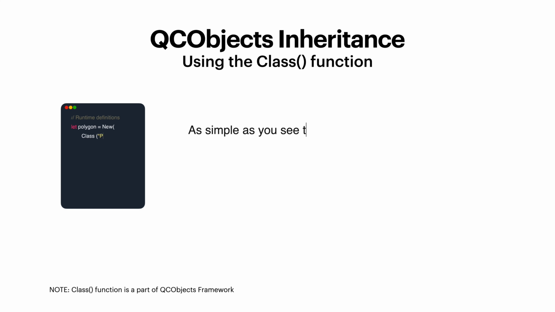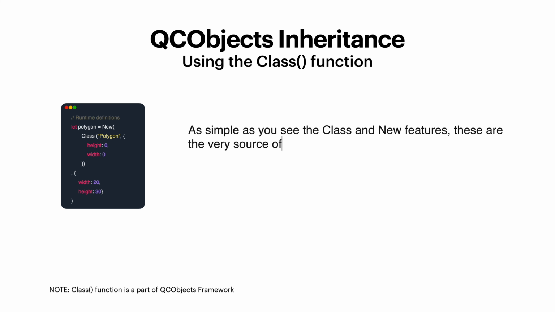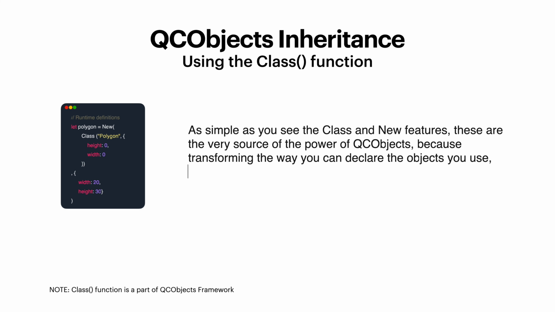As simple as you see the Class and New features, these are the very source of the power of QCObjects, because transforming the way you can declare the objects you use, you can also enrich them in ways that you can still imagine.